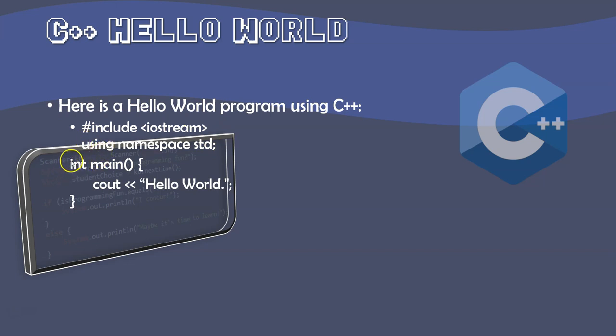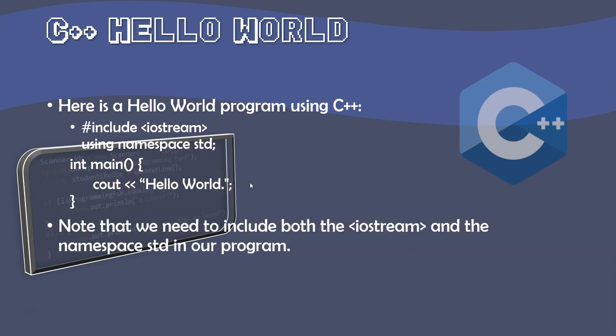But the important thing I want you to note is right here we have int main. This is, of course, our main method. Inside of that, we have our cout, again with the left-facing brackets, and it's saying Hello World. One thing to note with the Hello World program is that we need to include both the iostream and the namespace std in our program.